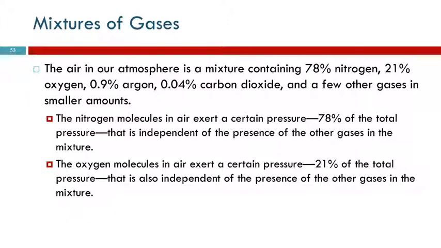What's the pressure of the gas in the air in this room? It's a good guess. Express it in atmospheres. 1 atmosphere, yeah. We're just a little above sea level. It fluctuates a little bit. It's about 1 atmosphere. 78% of that is due to nitrogen. 21% of it is due to oxygen.